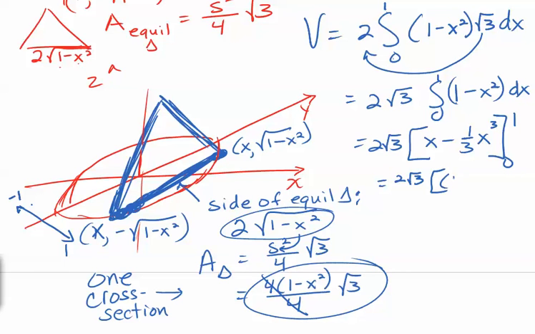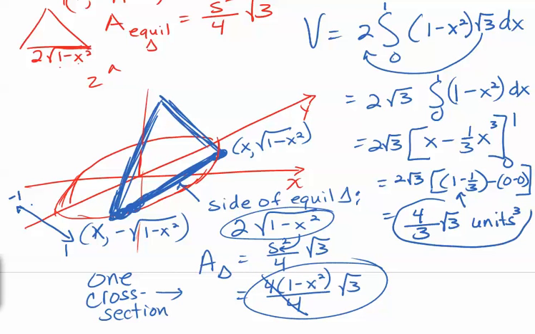That's going to give us a 1 minus a 1/3, and then a 0 minus a 0. So here we have a 2/3, and I think we'll come up with 4/3 radical 3. We don't know the units, but we know they would be cubic units. And I think we made it.